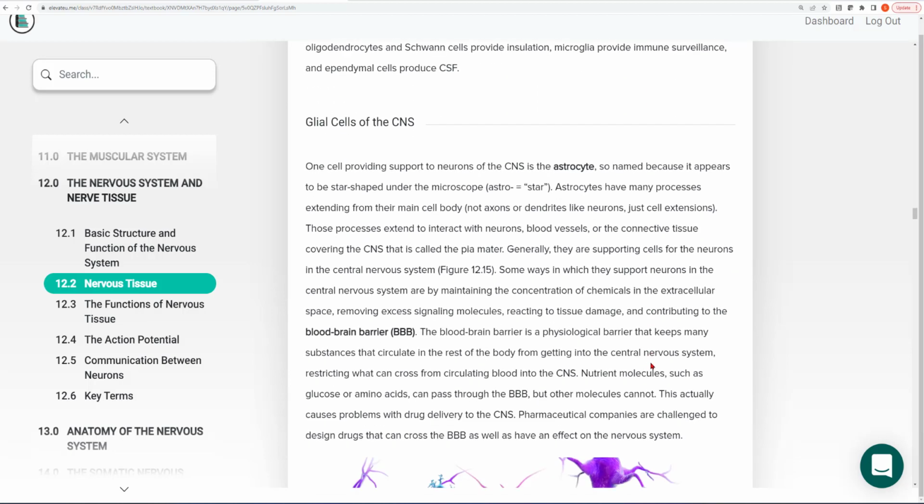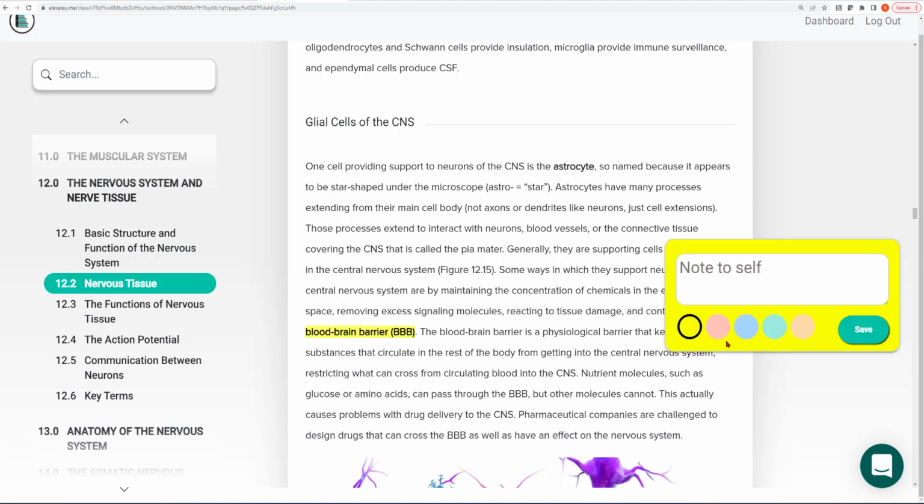Number 1, astrocyte. As this name sounds, astro, star, right? Sounds like astros, astronaut or astrocyte. This is a star-shaped cell. They have many processes, but these are not dendrites or axons, but they are cell extensions, but they kind of look like dendrites and axons. Here's the number 1 deal with these cells. Astrocytes help to create and contribute to the blood-brain barrier.